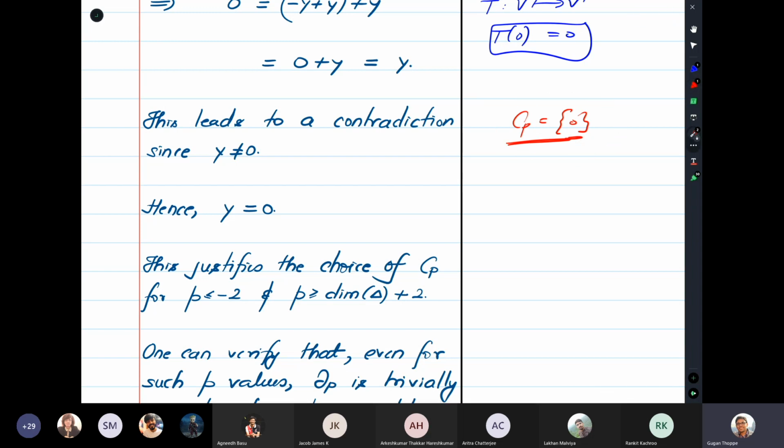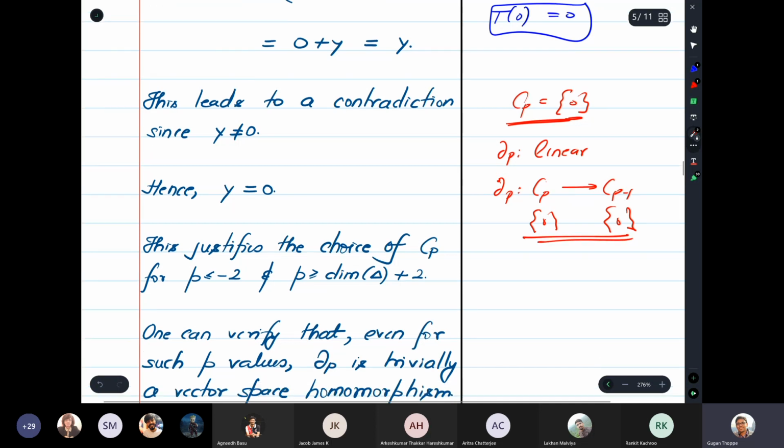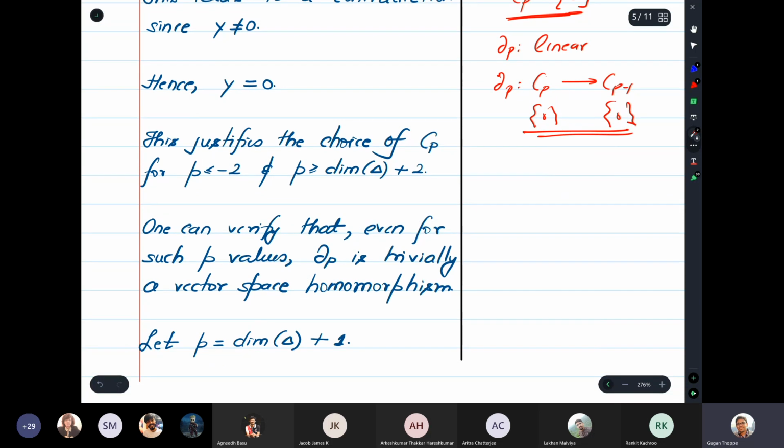The reason is that in that way we can ensure that this ∂p operator is indeed a linear map, right? The ∂p which goes from the trivial vector space Cp to Cp minus 1. So let's look at the case where both these are trivial vector spaces. By defining Cp and Cp minus 1 in this fashion, one can ensure that this definition of ∂p is also a linear map or a vector space homomorphism. Is this okay? If you have any questions, please ask.